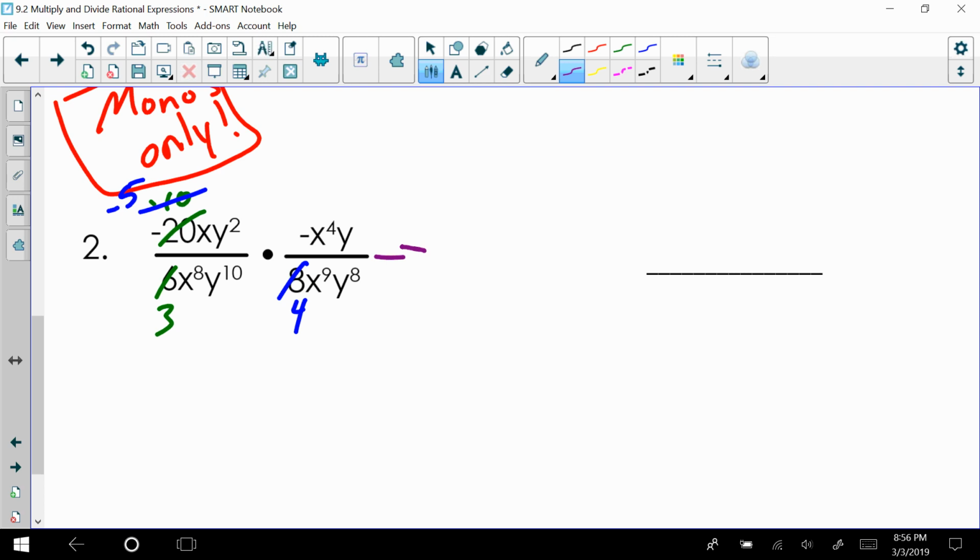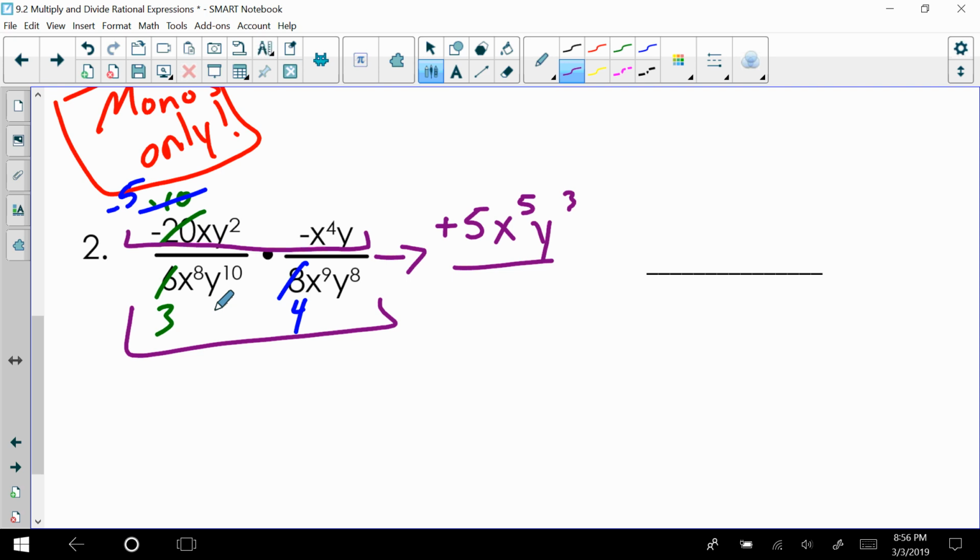So now I'm going to multiply the tops, which will be a negative 5. Oh, but it's a negative 5 times this negative, which will make this a positive. And I have x to the first times x to the fourth is x to the fifth, and y to the third. Then on the bottom here, got 3 times 4 is 12. X to the 8th, x to the 9th makes x to the 17th. Y to the 10th, y to the 8th makes y to the 18th.